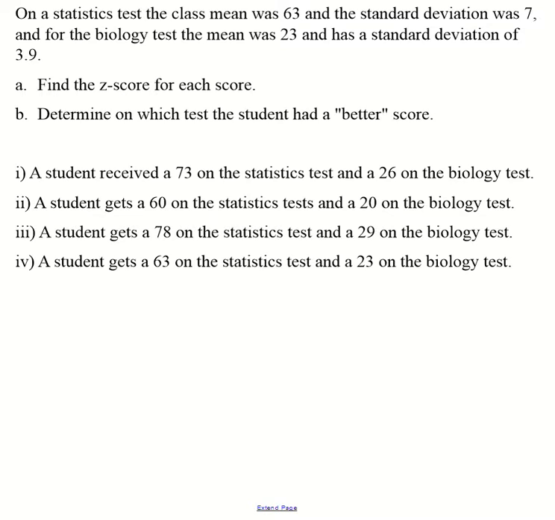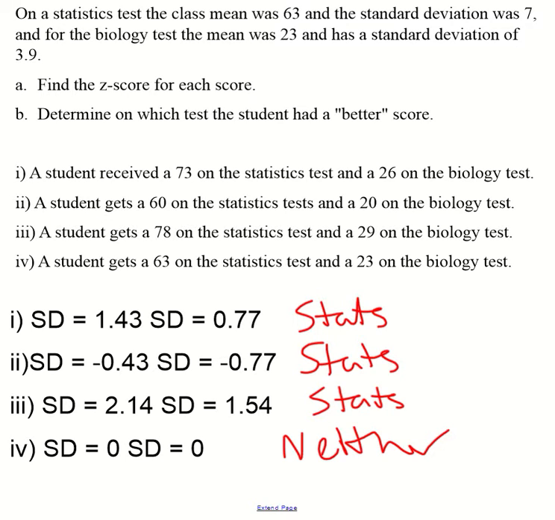Now, what I'd like you to do is look at these questions about a statistics class and a biology class and the means and standard deviations of their tests. For each student, you're going to find the z-score. For all 4 of these students, find their z-score on each test, and then determine on which test the student had a better score. Pause the video now and do that.